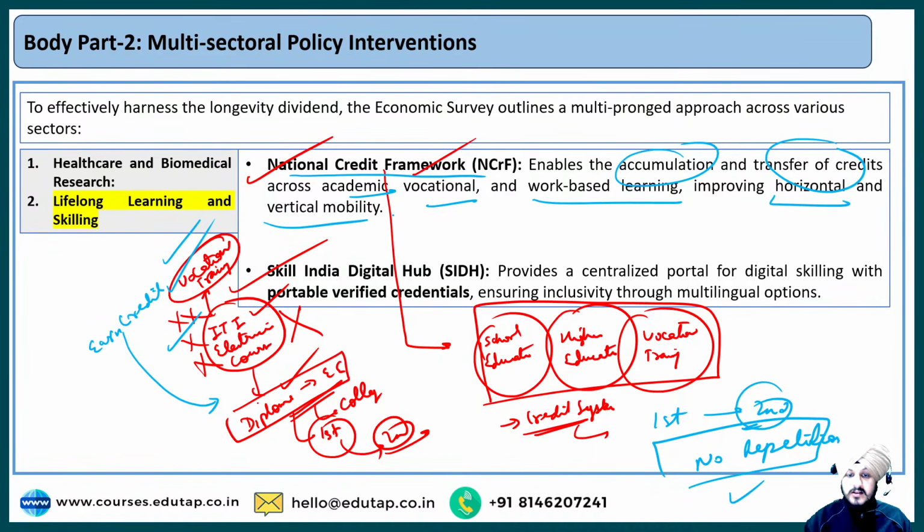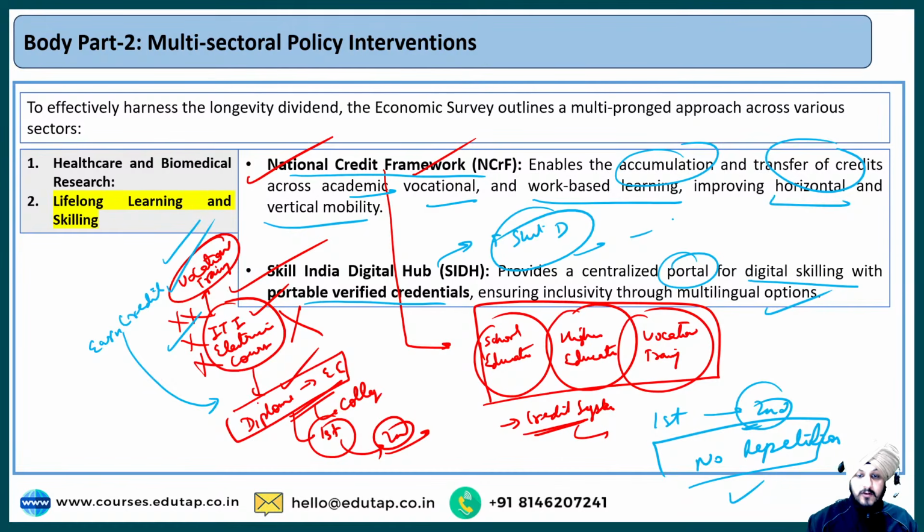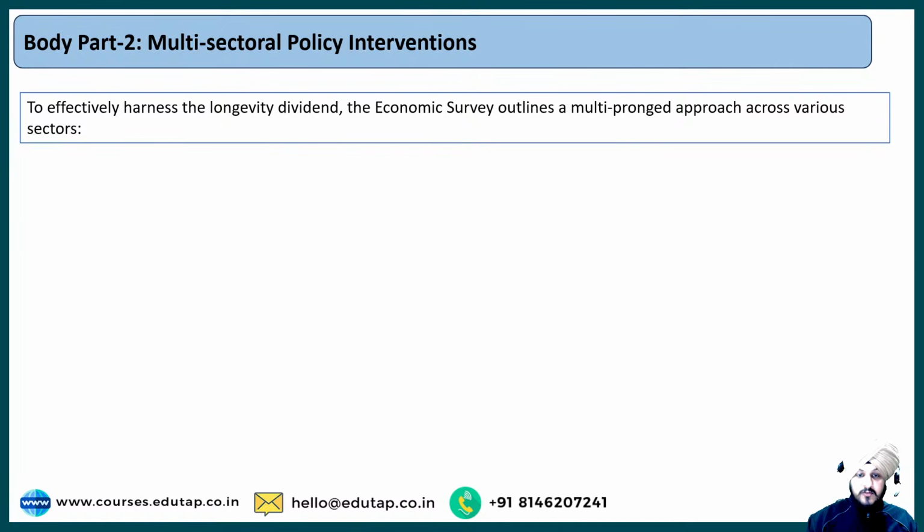The next one is the Skill Development Digital Hub. This is an initiative to promote skill development in the country, to improve the level of skill learning in our country. It provides a centralized portal for digital skilling with portable verified credentials, ensuring inclusivity through multilingual options. So this is a general digital platform for skill development. I hope you must have heard about it.